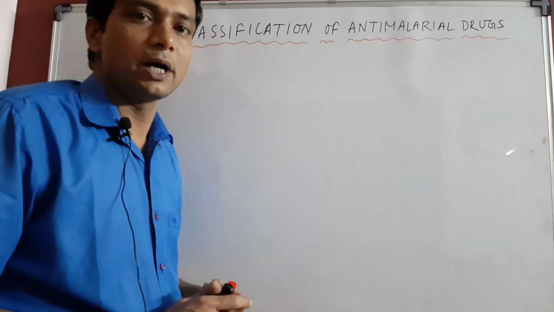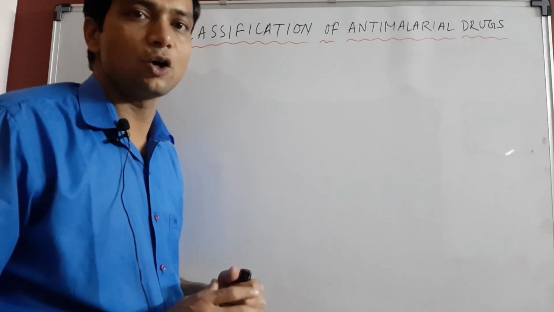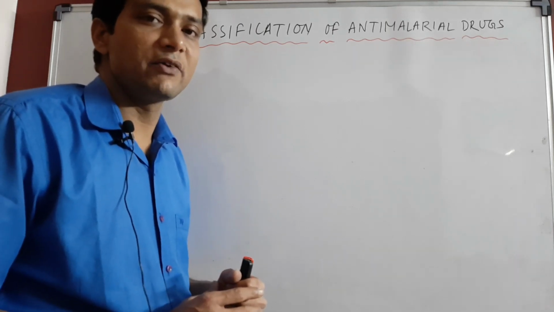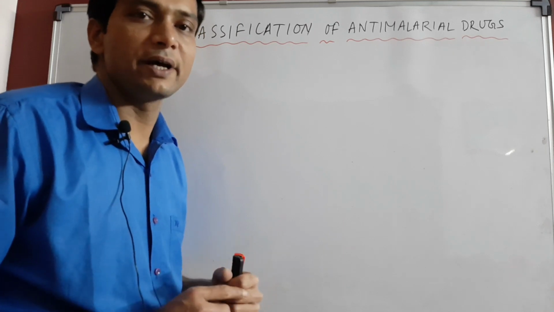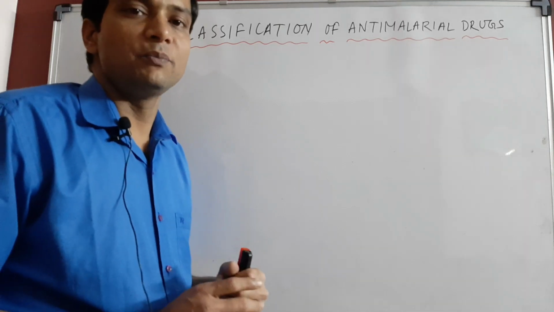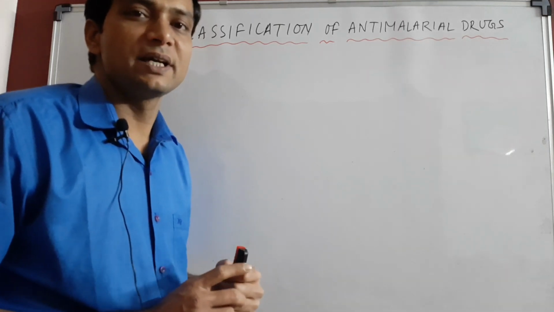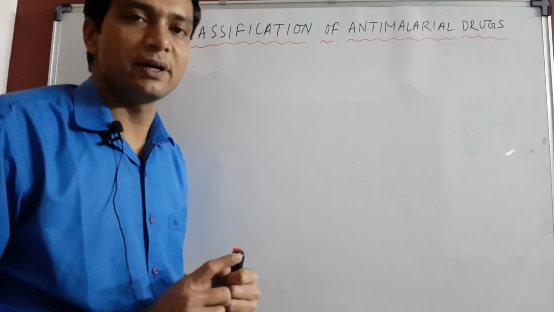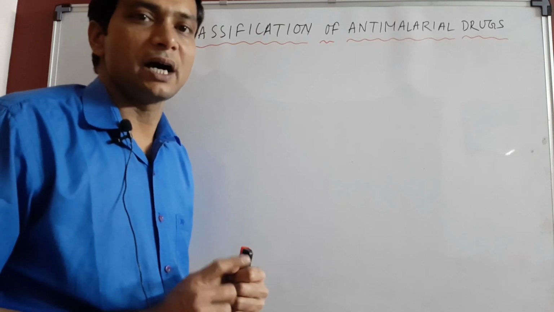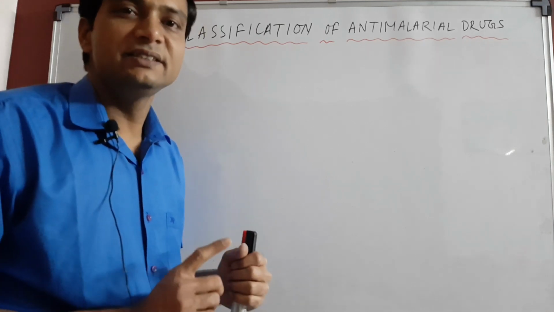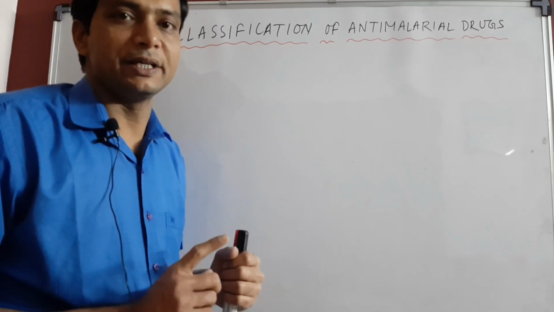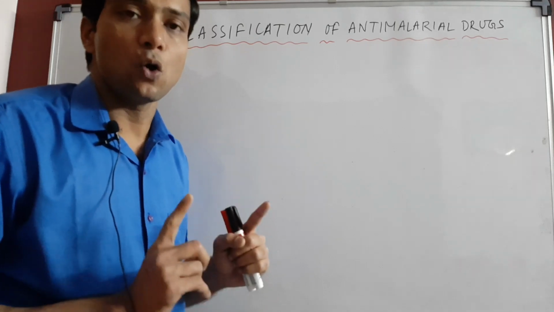Here in this video, I will be discussing the classification of antimalarial drugs. Now, available antimalarial drugs represent a wide variety of structural types and modes of action. Many of these agents are specifically used in the treatment of malaria, while some are also used to treat other infectious diseases. These agents may be used in the treatment of malaria, in chemoprophylaxis of malaria, or in both.